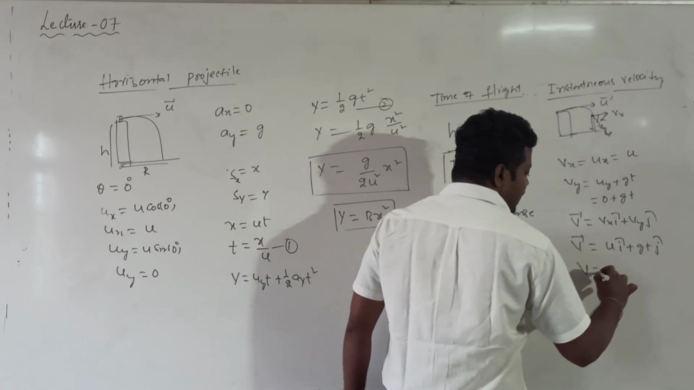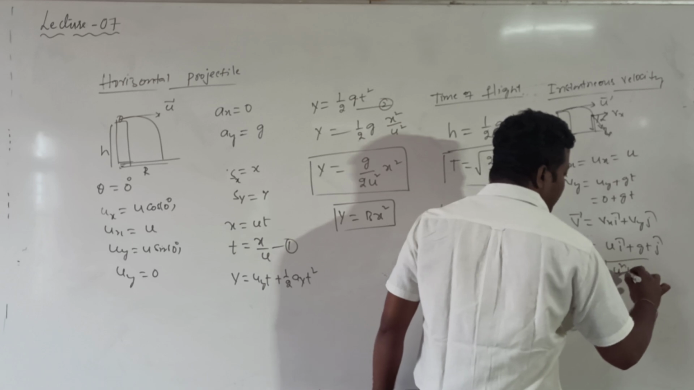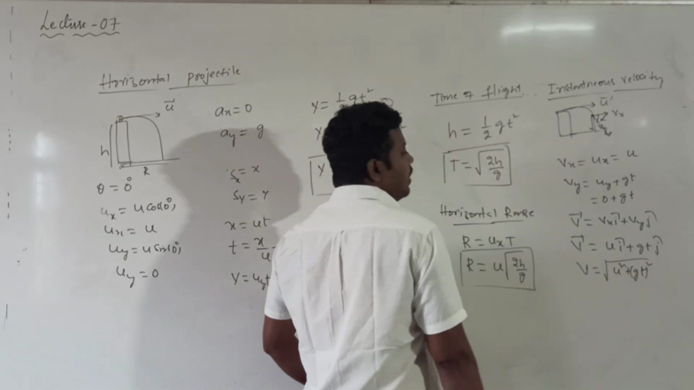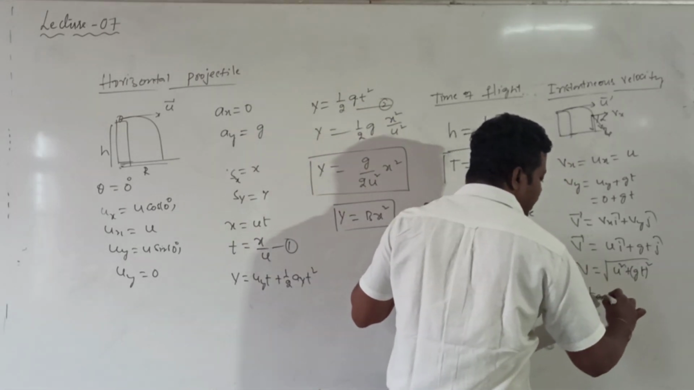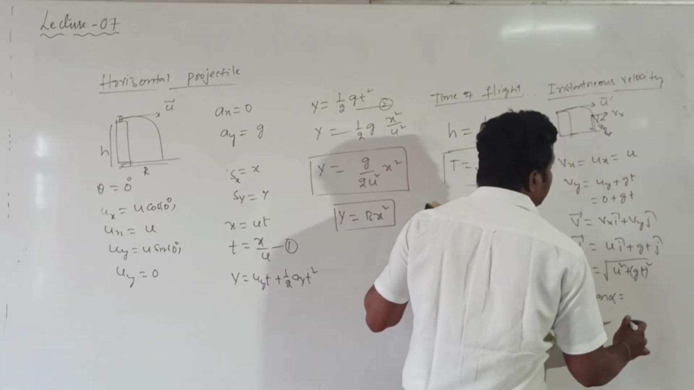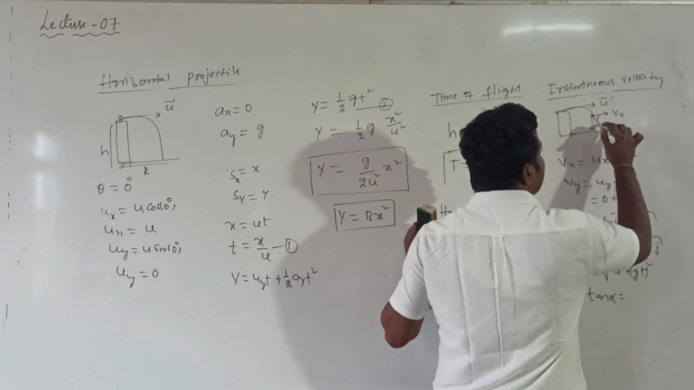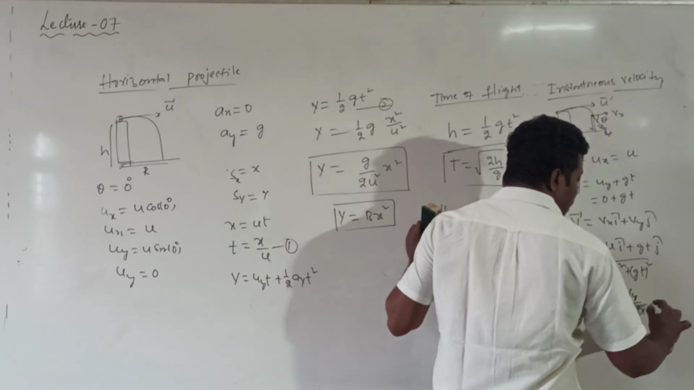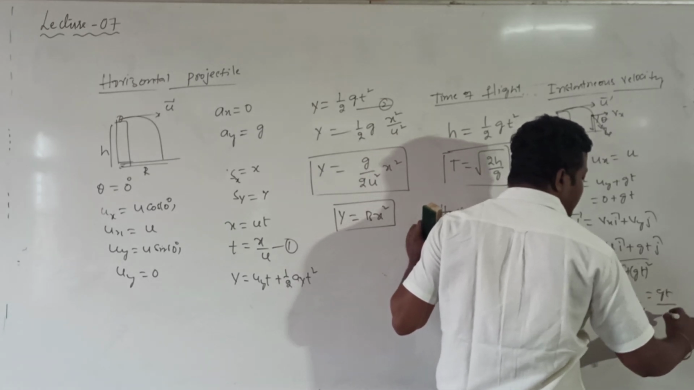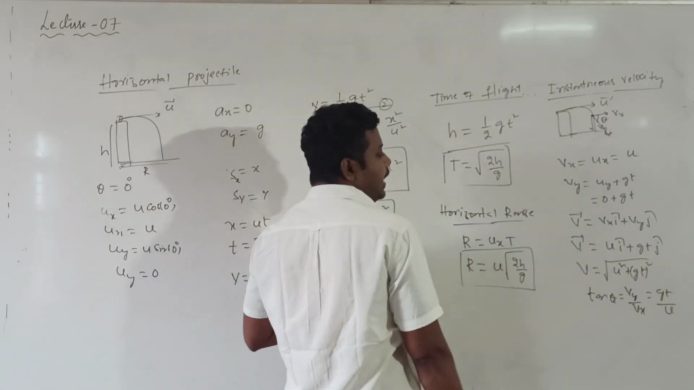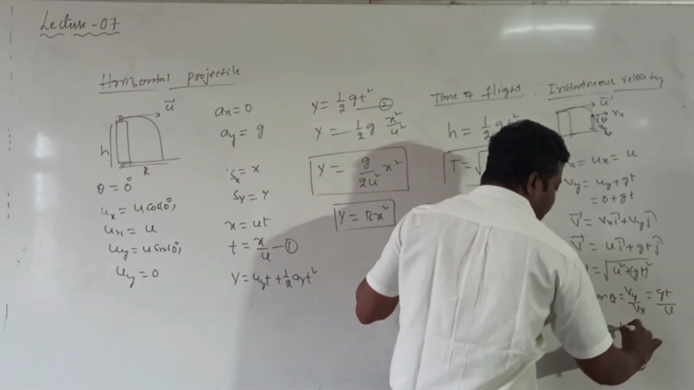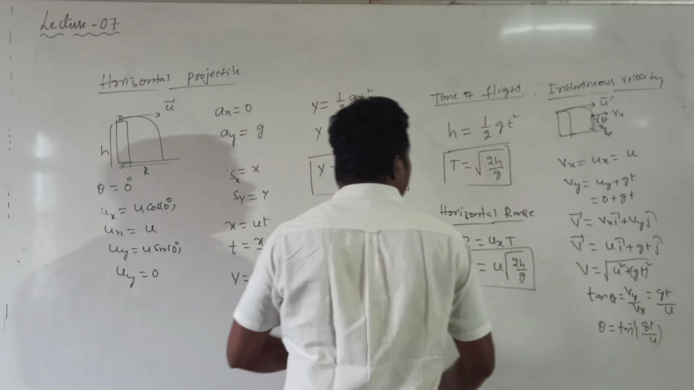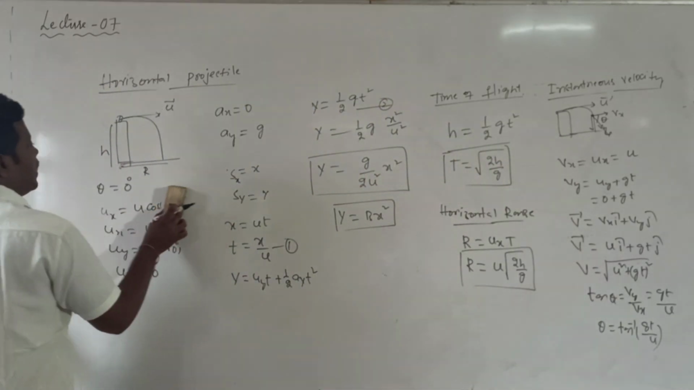What is the magnitude of this instantaneous velocity? It is given by root over u square plus g square t square, otherwise root over u square plus gt whole square. What is the angle made by the resultant with the horizontal? Let us call it theta. tan theta is equal to vy divided by vx. vy is g t, and vx is u, so tan theta is equal to g t divided by u. Understood?